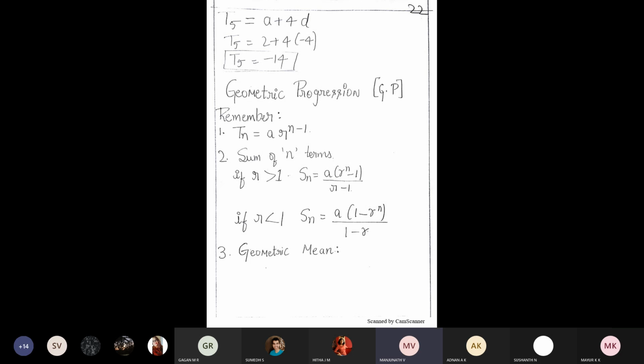Copy the formula and put it in the chat box. Tn is equal to a into r to the power of n minus 1. Again, similarly, Sn, when r is greater than 1 and when r is less than 1. There are three equations. Copy them and put it in the chat box.